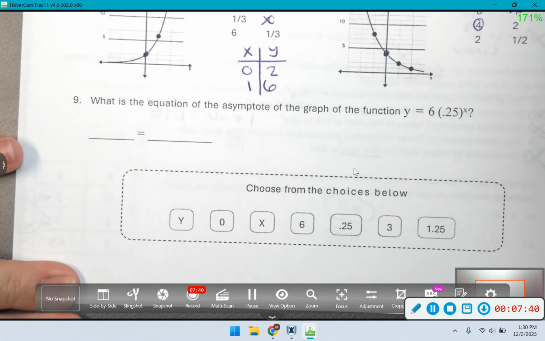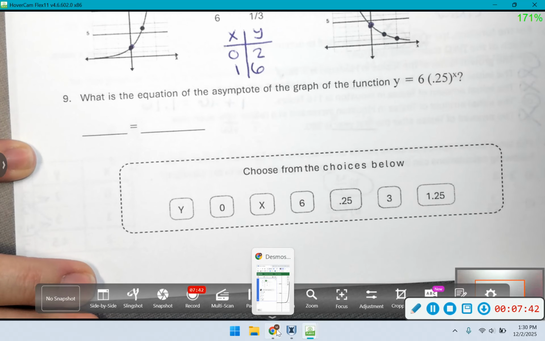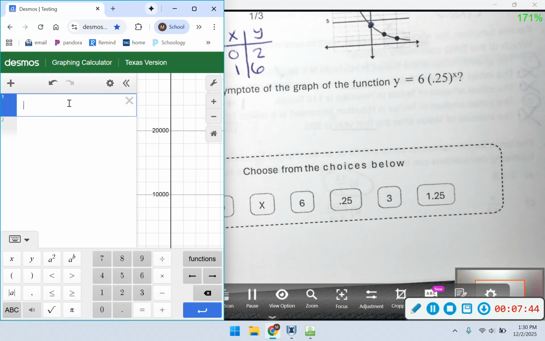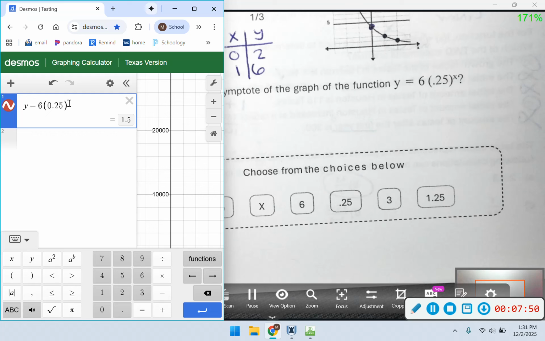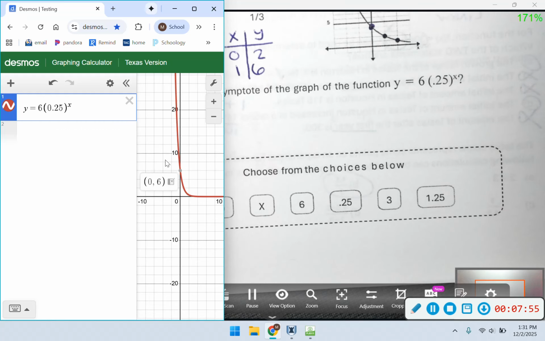Here we have an equation. Let's type it in. We're looking for the asymptote, and we're going to type it in. Okay, I'm going to click home. And so remember, your asymptote is where it gets really, really close and it almost turns into it. So this is almost turning into 0.